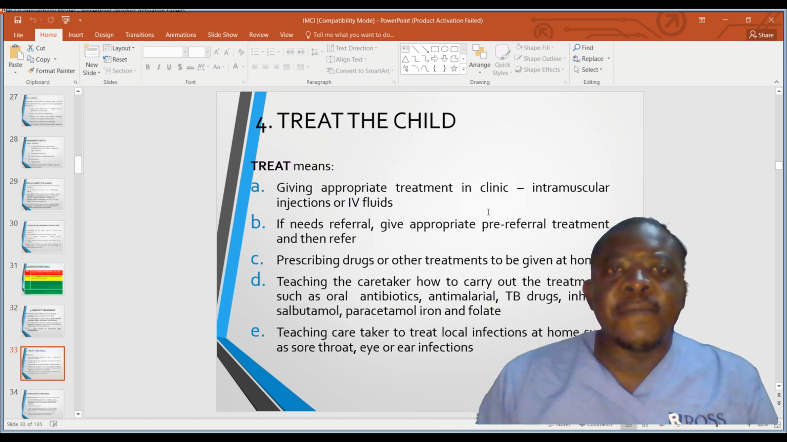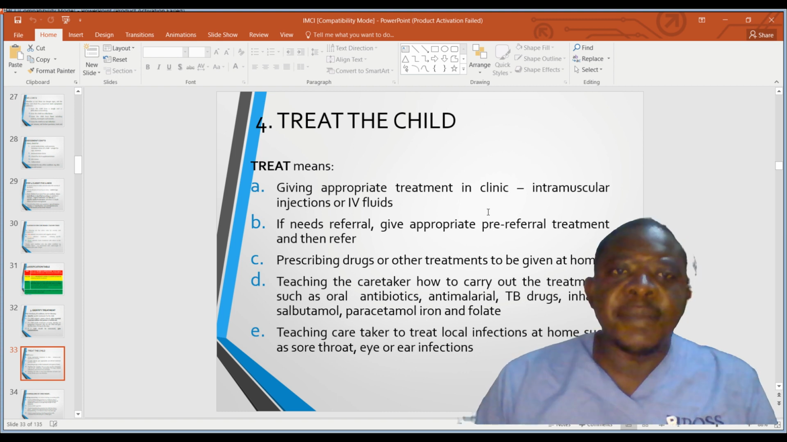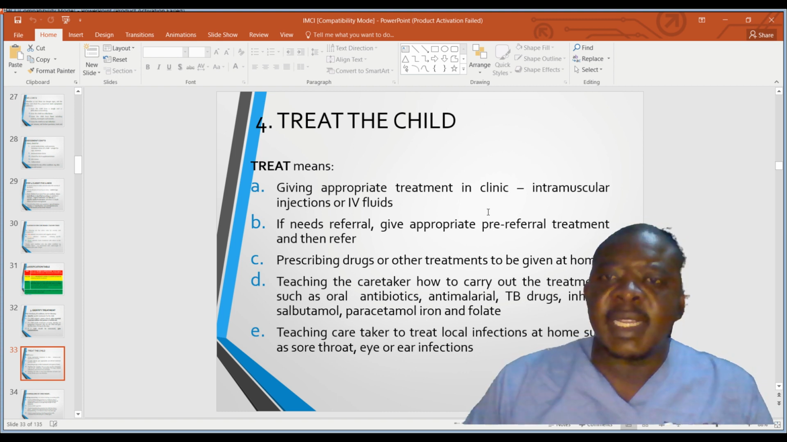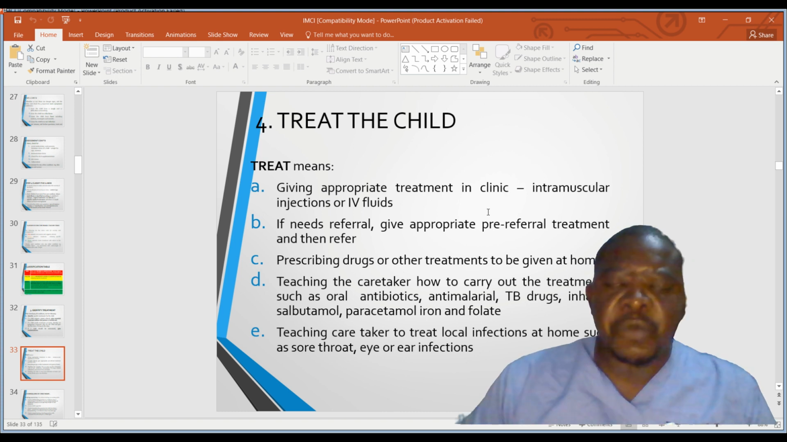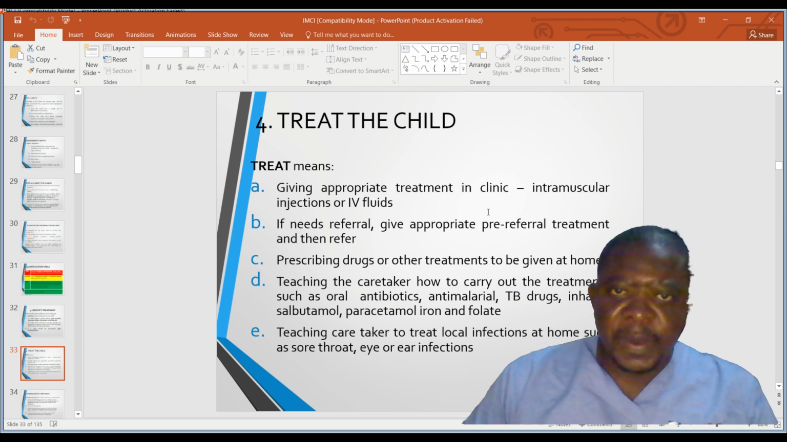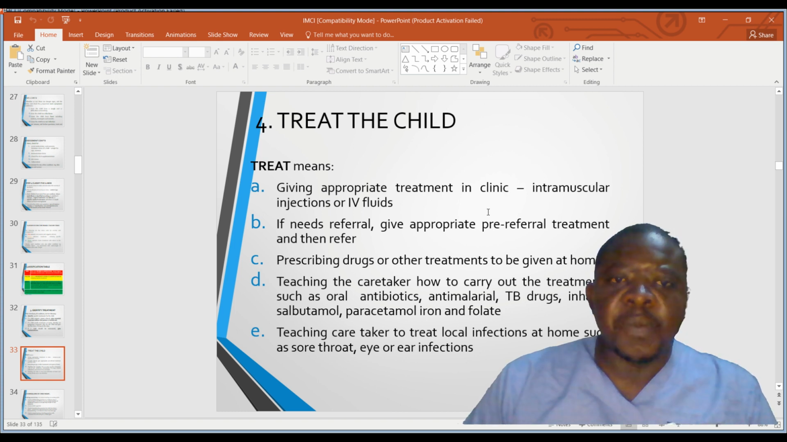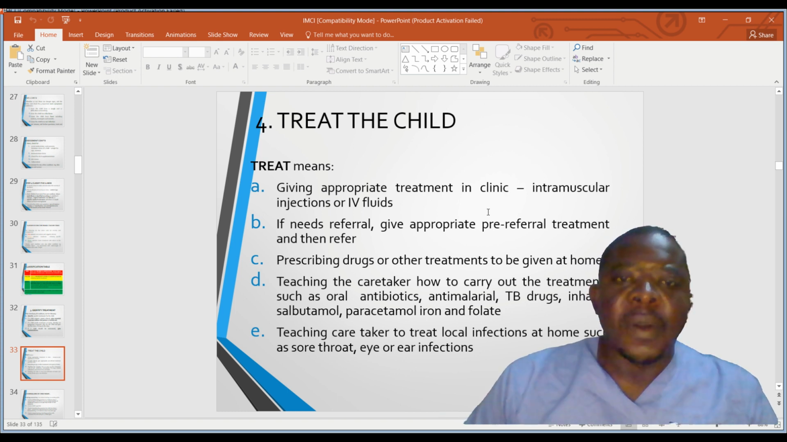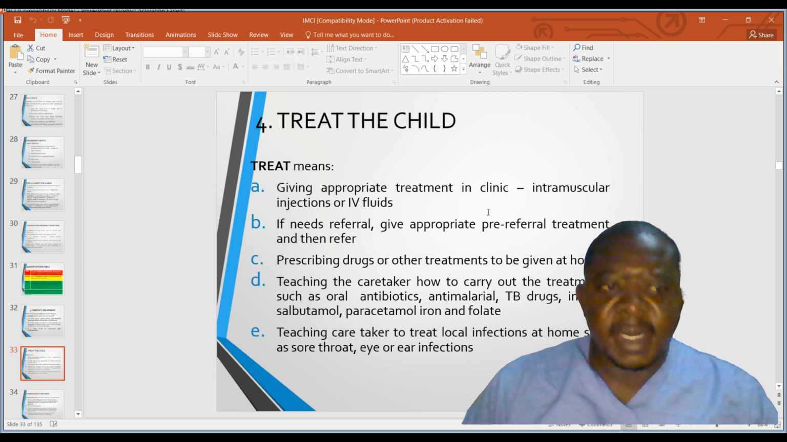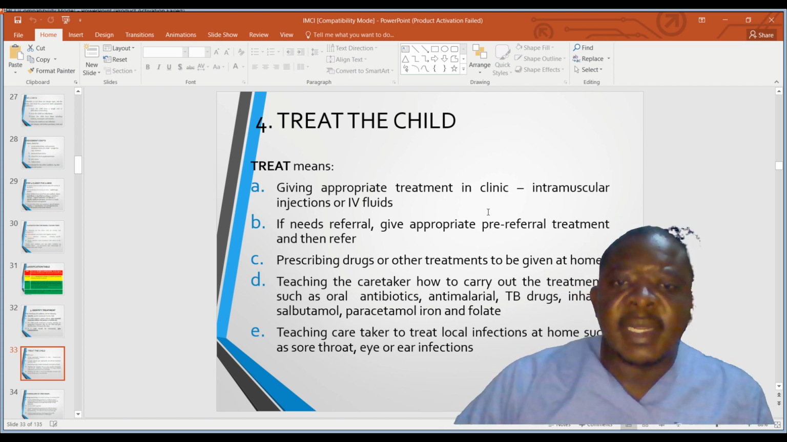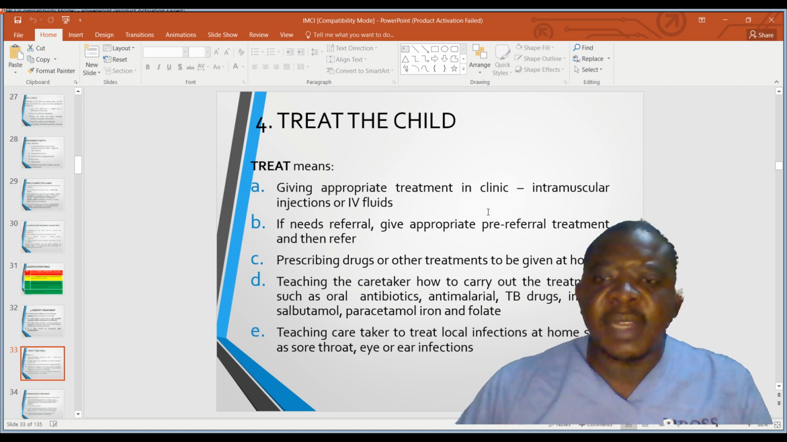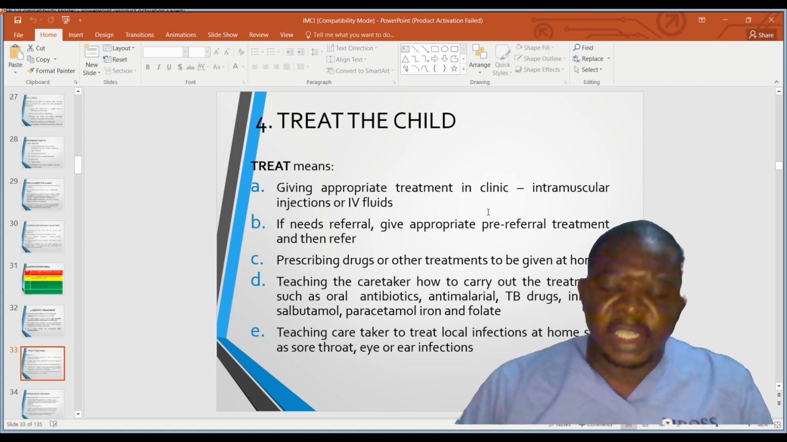Then step 4, treating the child. Treat means giving appropriate treatment in clinic, intramuscular injection or IV fluids. If a child needs a referral, you can give appropriate pre-referral treatment and then refer. You can prescribe drugs or other treatment to be given at home, and also teach the caretaker how to carry out the treatment, such as oral antibiotics, antimalarial, TB drugs, inhaled salbutamol, paracetamol, iron, and folate. Then you can also teach the caretaker to treat local infections at home, such as a sore throat, eye or ear infection.